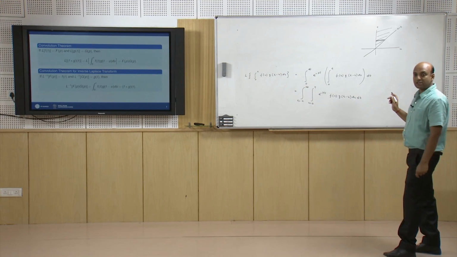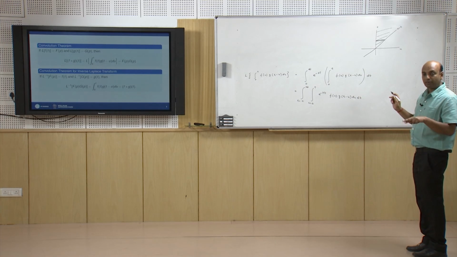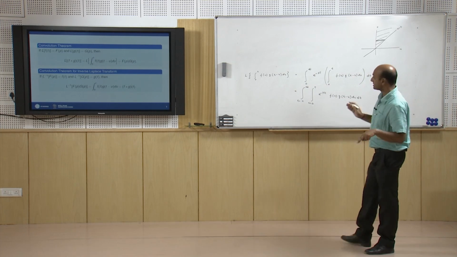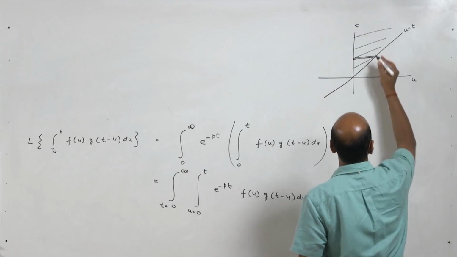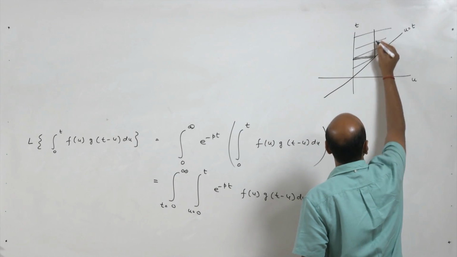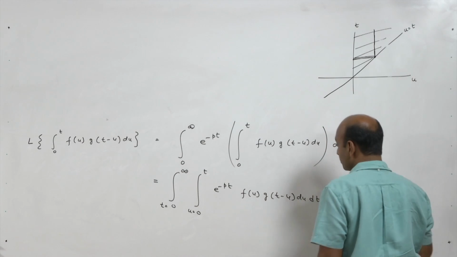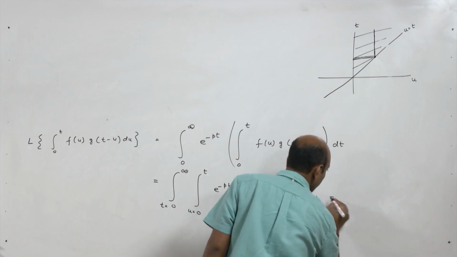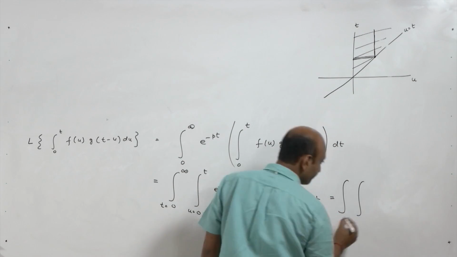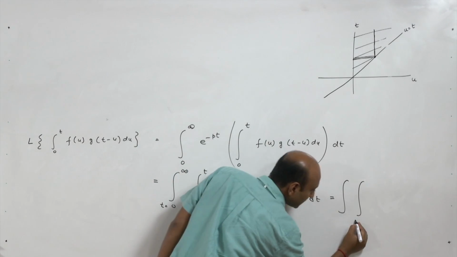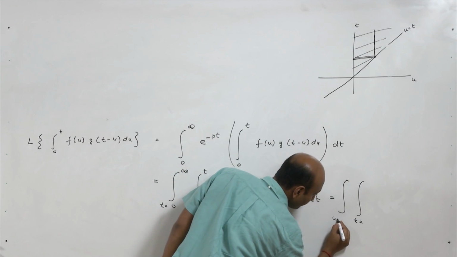Now in order to change the order of integration, I have to make a strip parallel to t axis. So take a strip parallel to t axis now. Now suppose this is a strip parallel to t axis. So this is further equal to, now double integral. Okay. Now these are the limits for t, this is the limit for u.